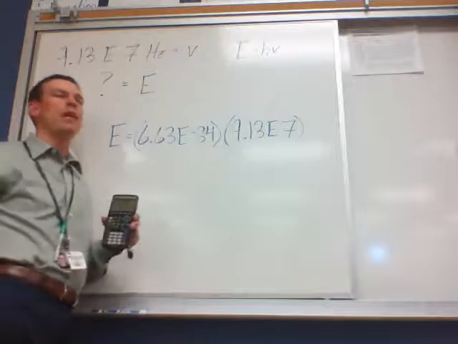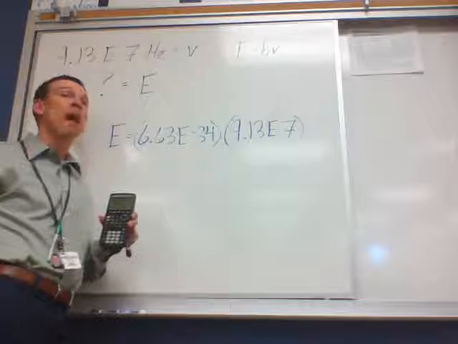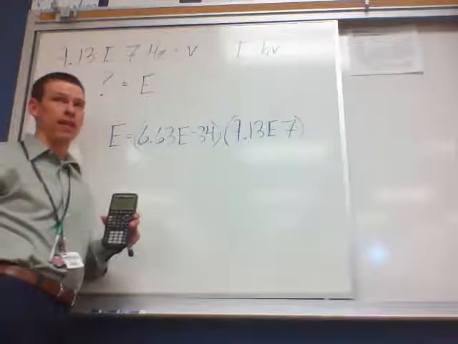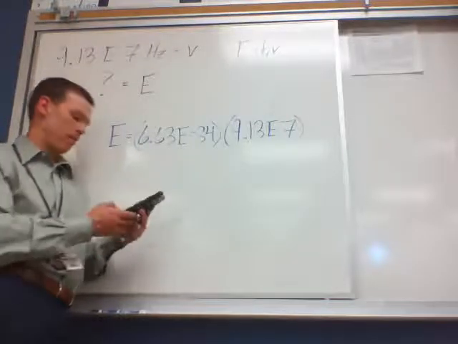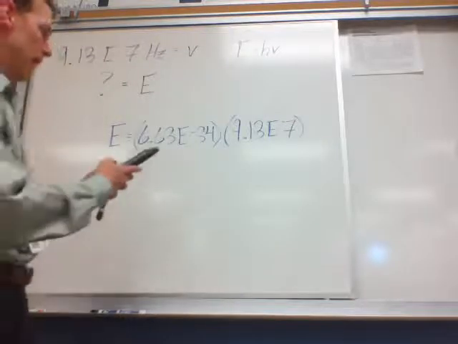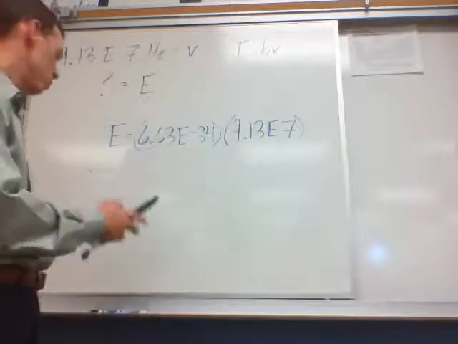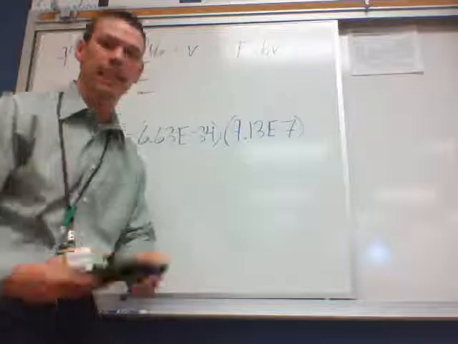And then your calculator is awaiting an exponent, in this case, negative 34. Don't push minus 34. Those are two very different things. The negative button is at the very bottom of the calculator. And multiply that by 9.13 E7. If you have issues, or if you're not able to find the E, please call me over now.